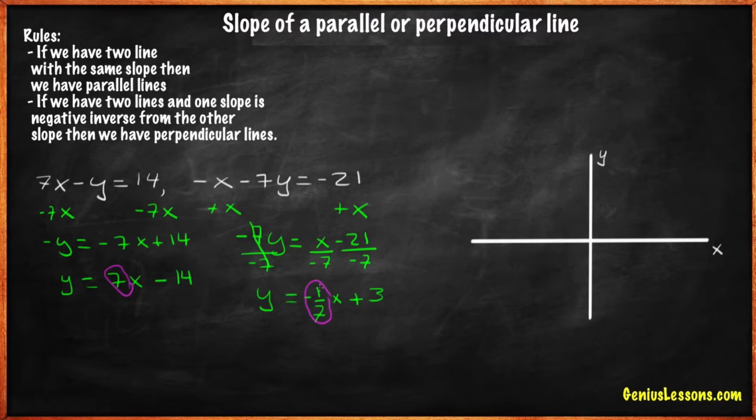Slope of the first line is 7. Slope of the second line is negative 1 over 7. The second slope is the negative inverse of the first one. That means these are perpendicular lines.